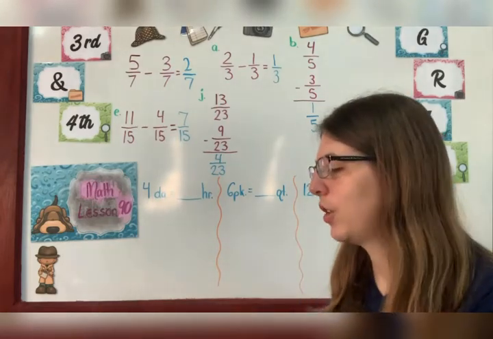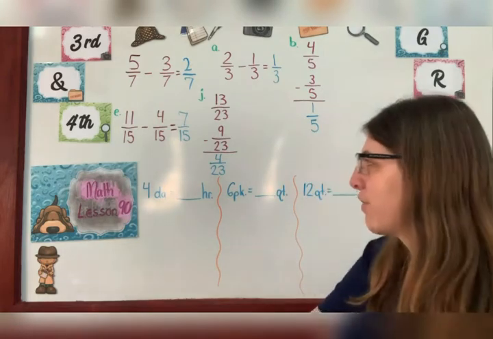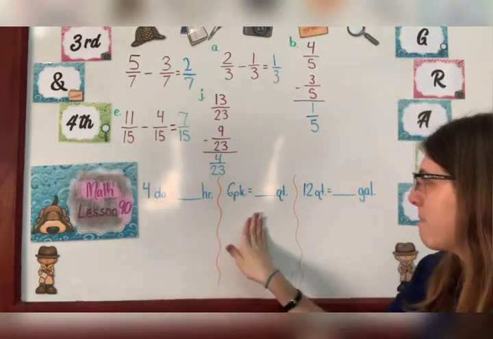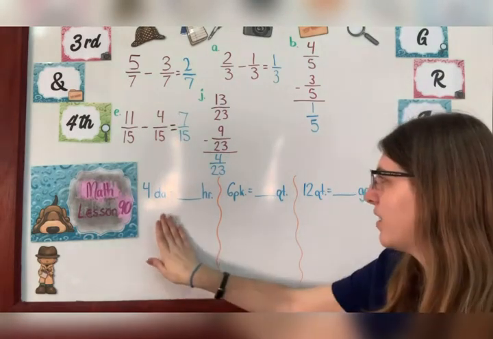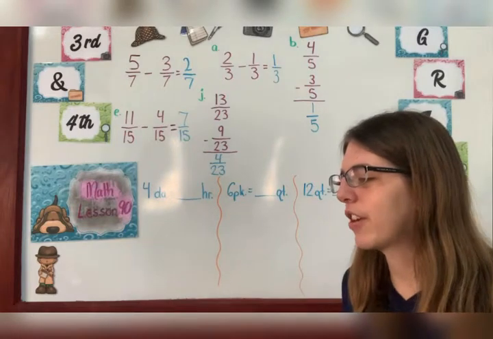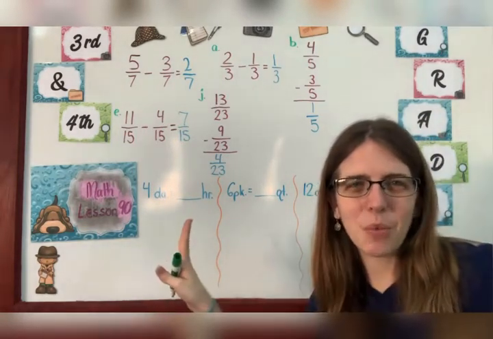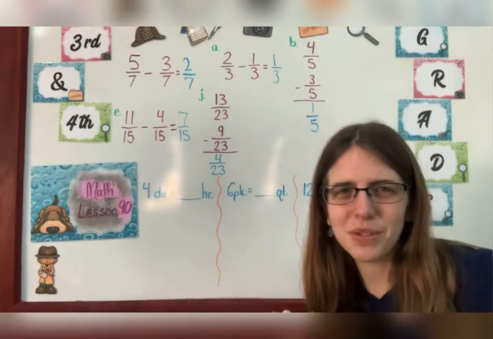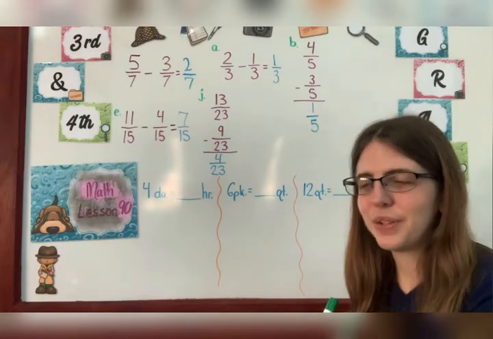Let's look at number 2. It says convert the measures. So we have A, B, and C here on the board for you. A says 4 days equals how many hours? Let's set it up together. They gave you a nice blank space for your work so you don't have those numbers to confuse you anymore. So follow exactly the same process that I do here on the board.